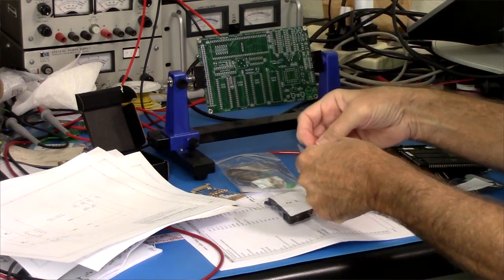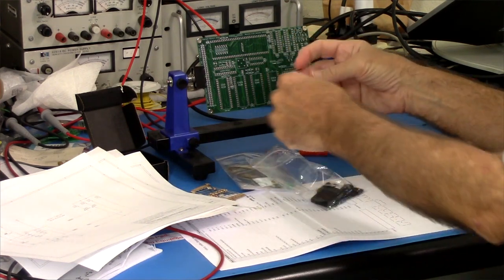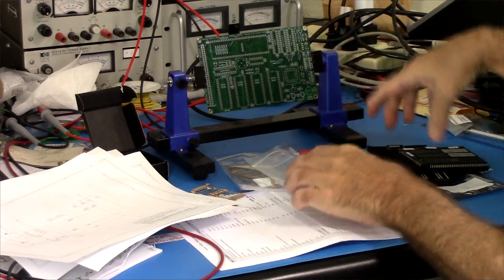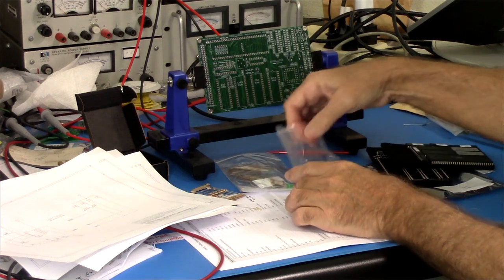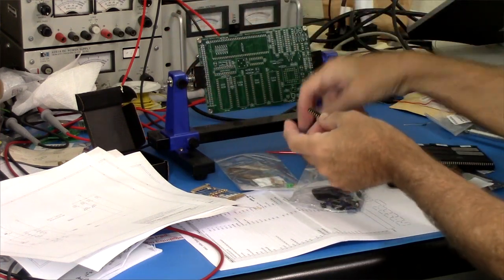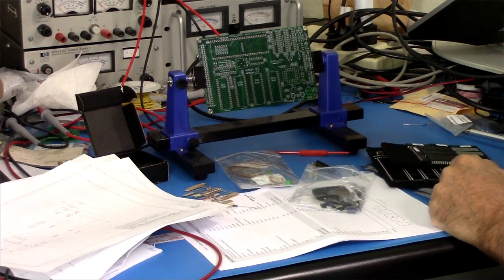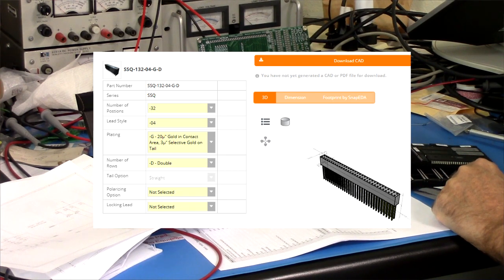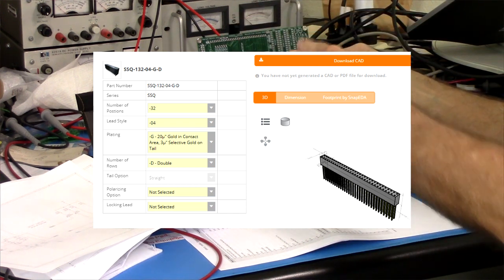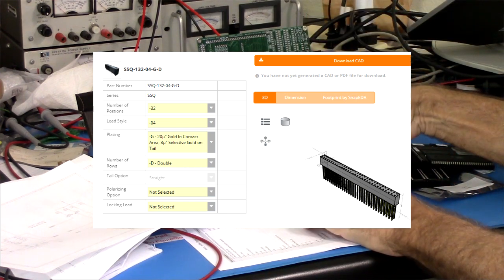So then we have these other parts. These are like headers and stuff. Now it has this expansion header. Well, that's not it. I don't think they gave me a connector for it, unless I'm supposed to take two of them and put them together like that. But like I said, I use a stacking header. Samtec SSQ-132-04-G-D, which has a socket and then some extended length pins, and so you can stack things up that way.